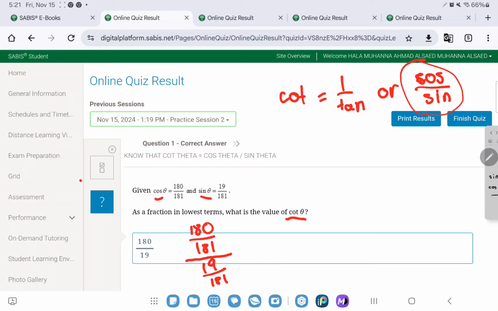Now there's a rule in math that tells us when you have two fractions that are over each other and their denominators are the same, just cancel them out. So the 181 cancels out with the 181. 180 over 19 is what you're going to be left with. Try simplifying it, you can't, so that's your final answer. Let's move on.